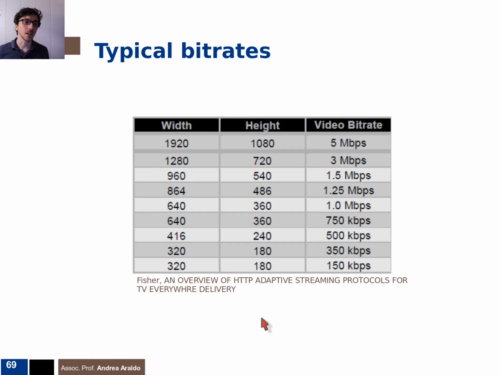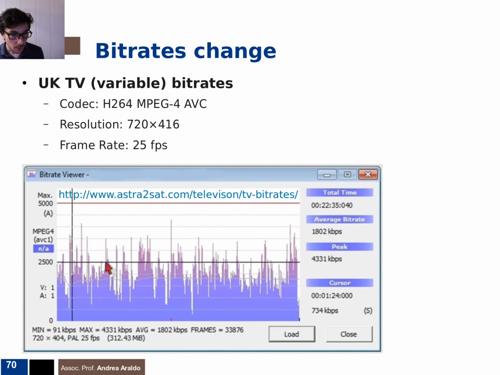So you may find tables like this that associate to each resolution a certain bit rate, but you should keep in mind that this is just an average bit rate, okay? Because the actual bit rate changes continuously. This is a clear example of what I'm saying.